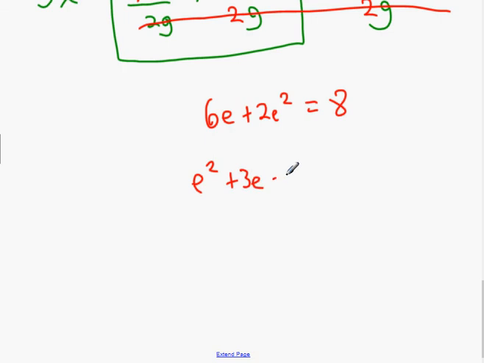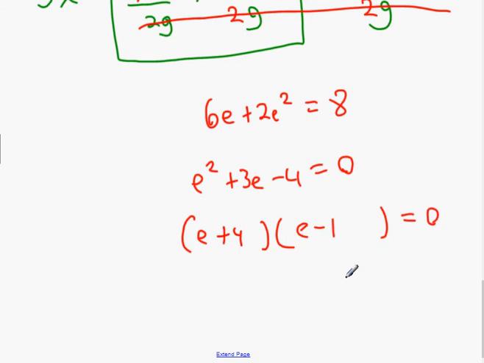What do we know about e? It has to be between 0 and 1. Is that going to happen? Yeah. So (e plus 4)(e minus 1) equals 0. E has to be equal to 1. You don't even have to work out the other ones. Minus 4 can't happen. So the answer was e equals 1.